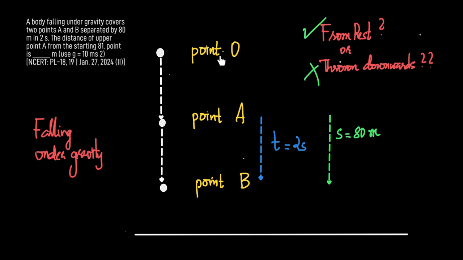To visualize this, we have point O, which is considered to be the point of release here. The object travels distance to point A, and then from point A to point B, and we have the ground here. From the question, we have point A to point B as 80 meters, and the time taken to travel from A to B is 2 seconds. My bad, it's not 81, it is 80. Sorry. Okay, separated by 80 meters. Yeah, so we have 80 meters in 2 seconds, point A to B and point O. Okay.